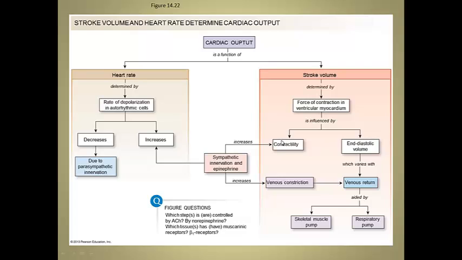Contractility itself is going to be increased also by sympathetic innervation. So the sympathetic nervous system has a few things going on here. Sympathetic innervation is also going to increase venous constriction, which is going to lead to an increase in venous return. Venous return is also a function of the skeletal muscle pump and the respiratory muscle pump. So as you can see here, there are a lot of factors going into stroke volume. We have a few more factors going into heart rate, and both heart rate and stroke volume together are going to determine our cardiac output.